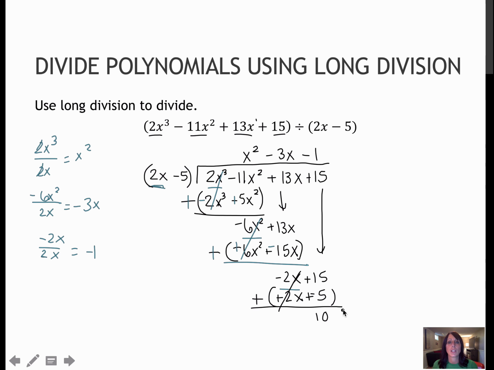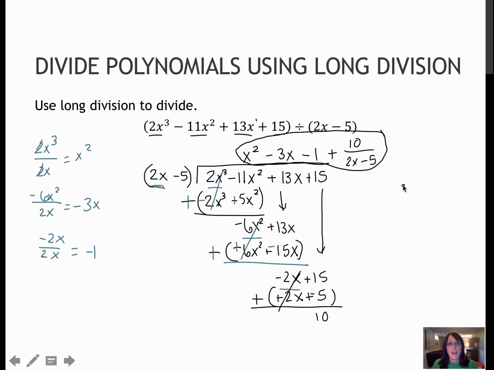No more terms to bring down. So now I have a remainder. My remainder is 10, but it's still being divided by this. And so instead of writing r for remainder, I'm going to write plus, because I'm adding 10 divided by 2x minus 5. 10 divided by 2x minus 5. So this is my solution.